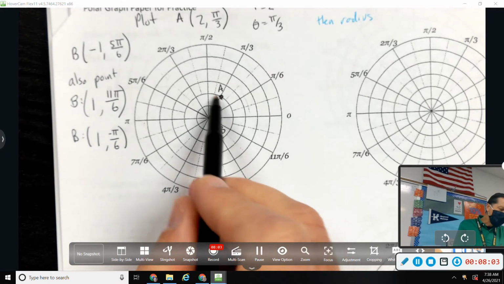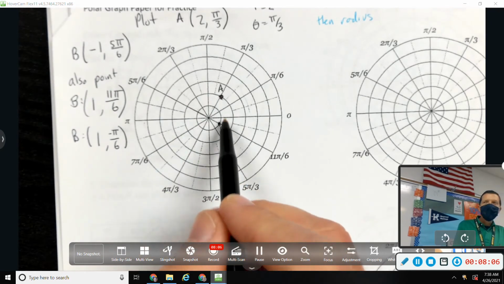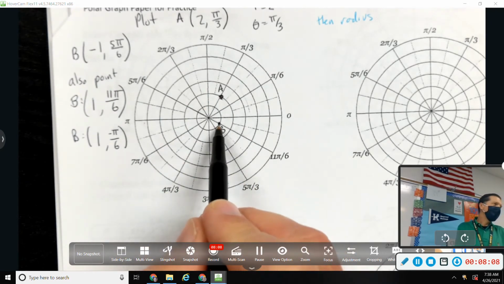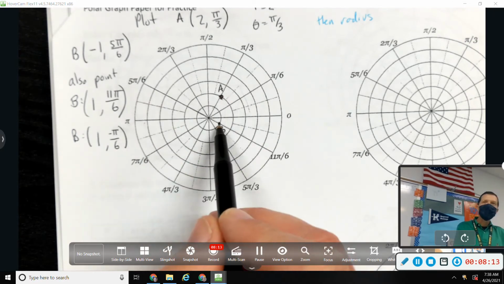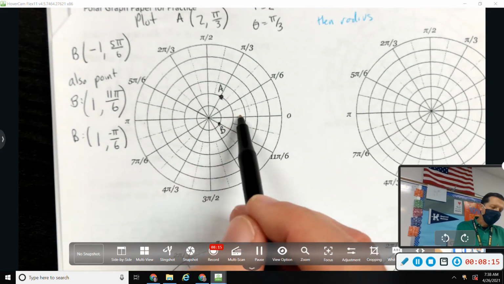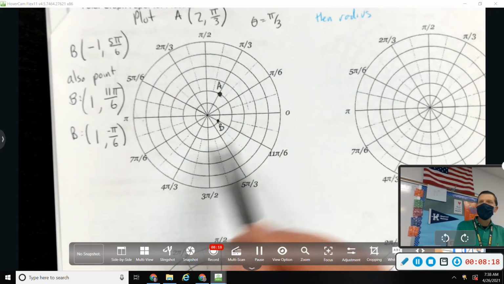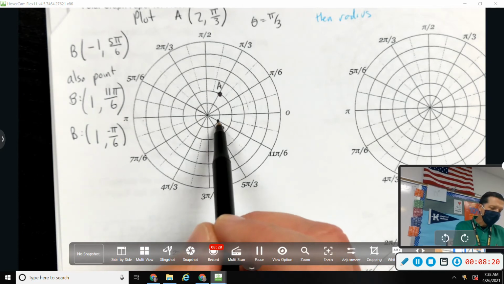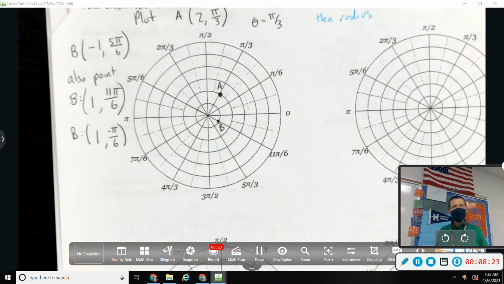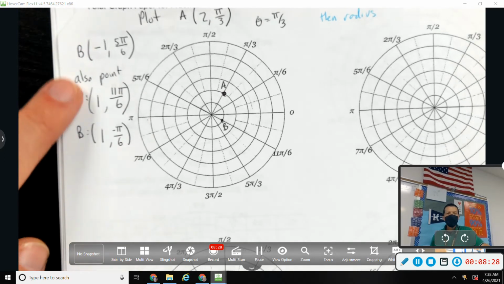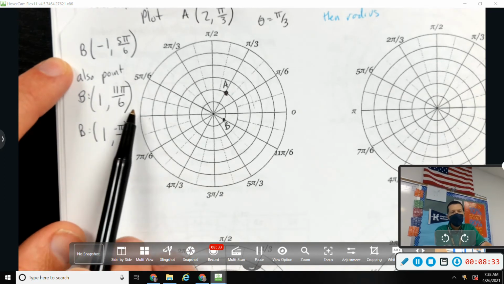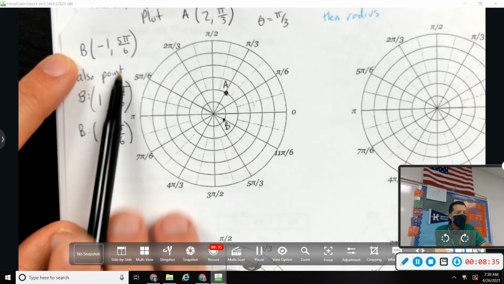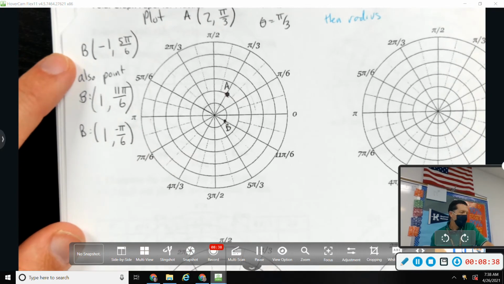If you remember that you can go more than once around, it means there's an infinite number of ways to describe point B. Because you could go 2 pi plus 11 pi over 6. Or you could go 2 pi plus 2 pi plus 11 pi over 6. You can spin around however many times you want. And so the number of possibilities for naming point B are literally infinite. Now, hopefully everyone's going to pick one of these. Probably most people would pick this one if they were given the choice. But when I give you coordinates, there's different ways to land at the same spot.